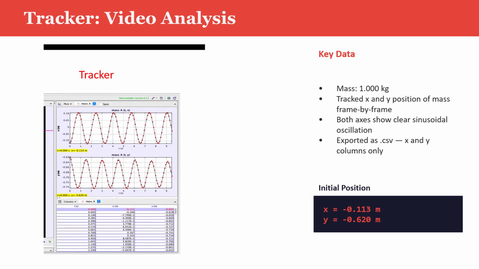Here's the Tracker analysis. I set the origin to the base of the spring and calibrated the axes using the calibration stick from the video. You can see both the x and y positions follow a clean oscillating curve, reaching the same max values repeatedly. From this data, I got my initial conditions: x equals negative 0.113 meters, y equals negative 0.620 meters, and the initial velocity was 0. I know it looks kind of negative here, but this is how it came out. Let us move on.